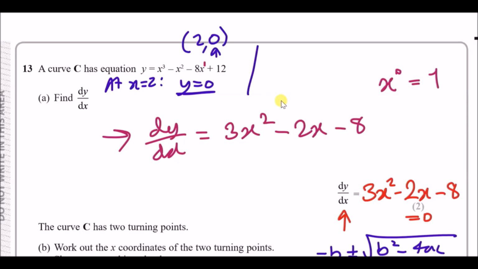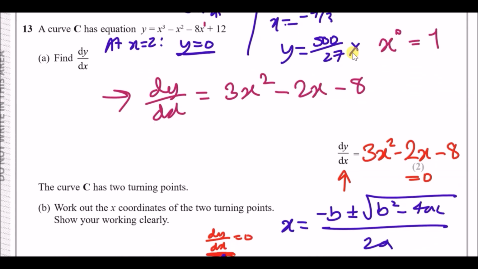However, if you plug in the other x value, which was what? Minus 4 over 3. If you plug this into this equation, you actually end up with a result of something like 500 over 27. And this is clearly not on the x-axis because it's all the way above somewhere. And that's it, guys. That's literally all they want.